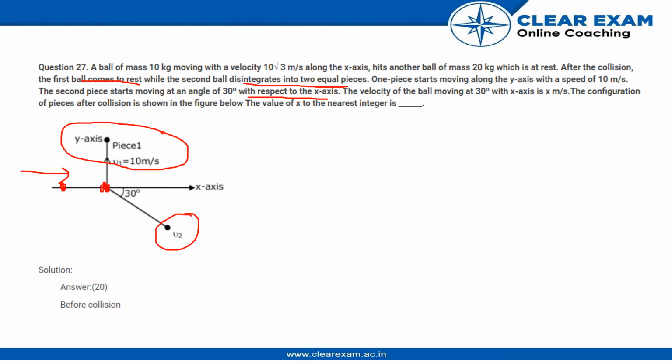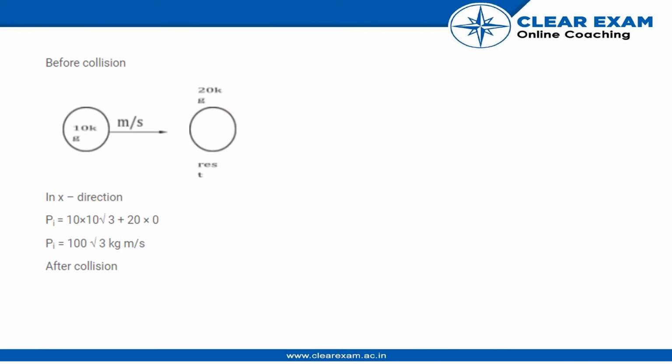So over here you can see there is no loss of energy, and by saying that there is no loss of energy, we can say that the momentum is conserved. So before collision, the initial momentum becomes 10 into 10 root 3 for the first ball plus 20 into 0 for the second ball, and the total becomes 100 root 3.